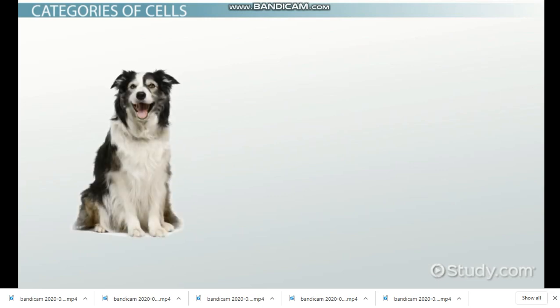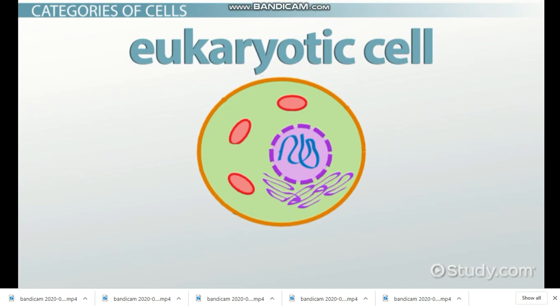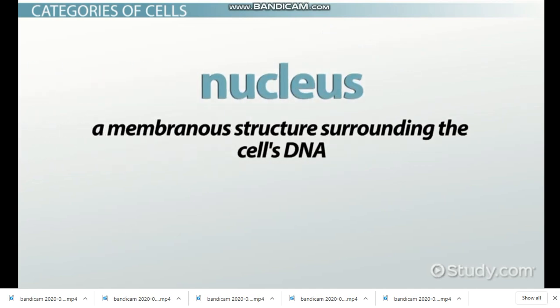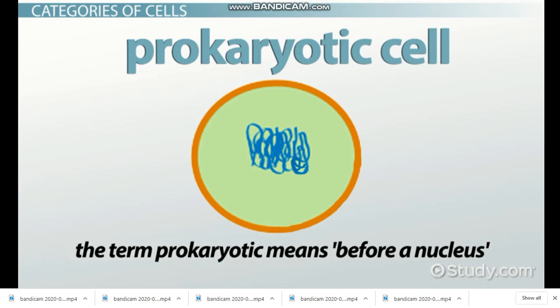Eukaryotic cells are found in animals, plants, protists, and fungi. These cells are typically larger and more complex than prokaryotic cells. Eukaryotic means true nucleus. A nucleus is a membranous structure surrounding the cell's DNA. Prokaryotes do not have a nucleus. The term prokaryotic means before a nucleus.